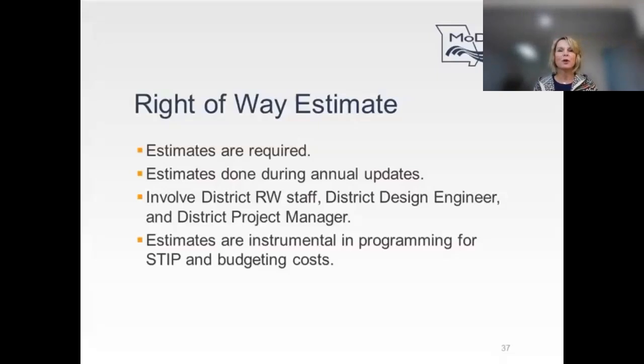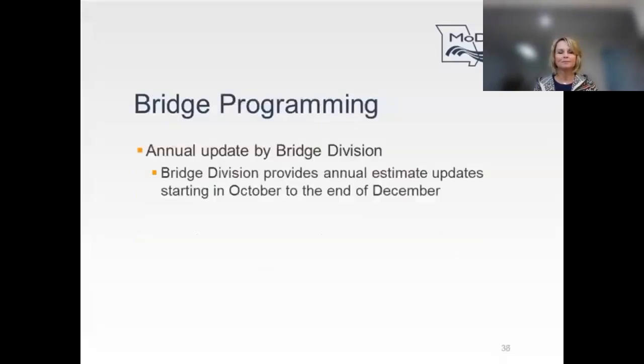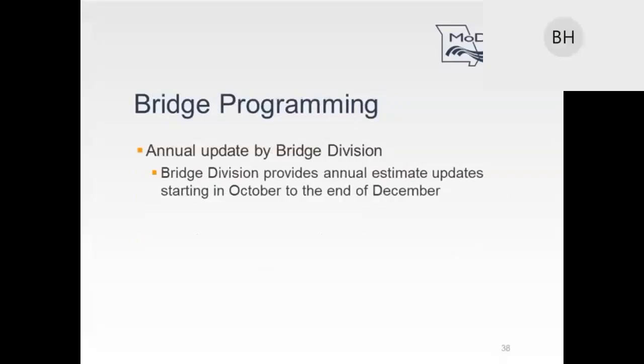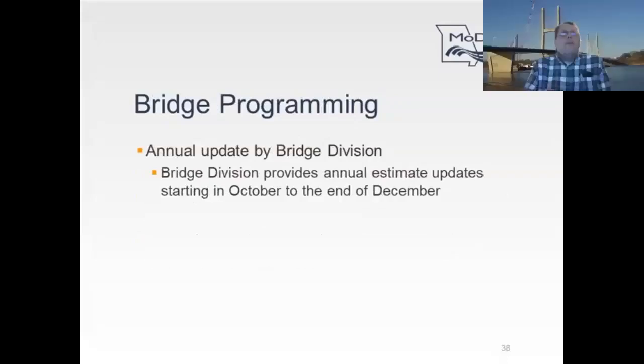I now introduce Brian Hartnagel to cover the bridge programming. Thank you, Brenda. So if you have a bridge project and you need an annual update estimate, we generally start in the fall by updating our pay item spreadsheet. And then we start annual estimate updates from October to the end of December. We like to have all of those to you in the district by the end of December.